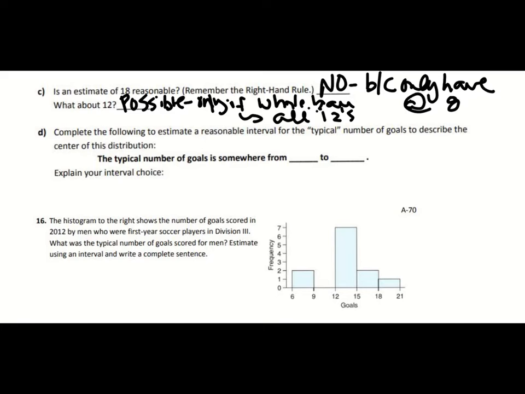Complete the following to estimate a reasonable interval for the typical number of goals to describe the center of this distribution. If I look at the distribution, I would say maybe the center is 13 to like 19, maybe 13 to 19. We kind of just picked maybe the middle 50% or so. We're just estimating. So just kind of estimate for right now.